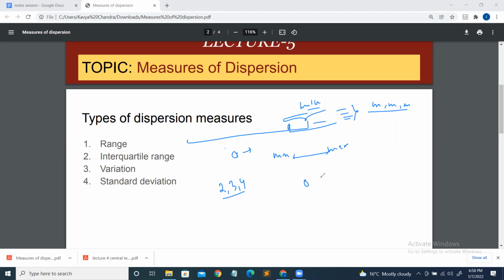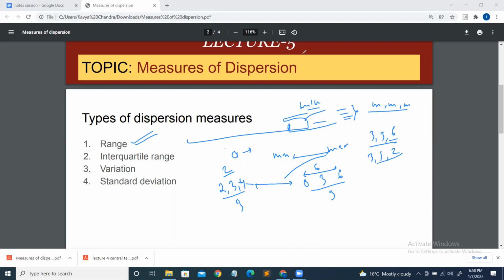And the other set is 0, 3, 6. Now both the mean and the median would come out to be 3. But the minimum and maximum value differ: the range in the first set is 2, and the range here is 6. So if you say the mean is 3 and the range is 6, or the mean is 3 and the range is 2, you can slightly understand how these two data sets differ. This becomes a range, the difference between the minimum and maximum.